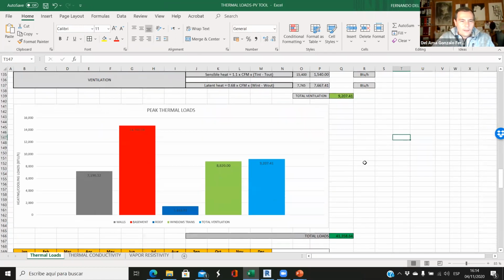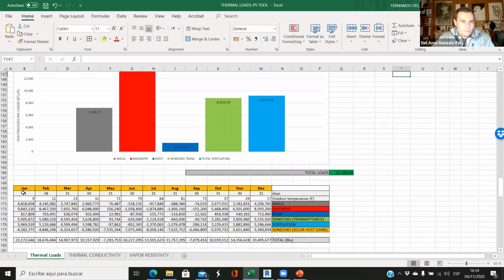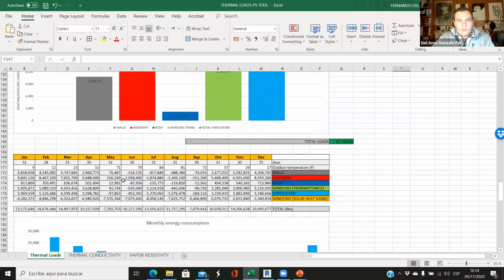But now we need to evaluate the energy performance of the building throughout the year. And we don't use the minimum or the maximum temperature. We just use the average temperature.